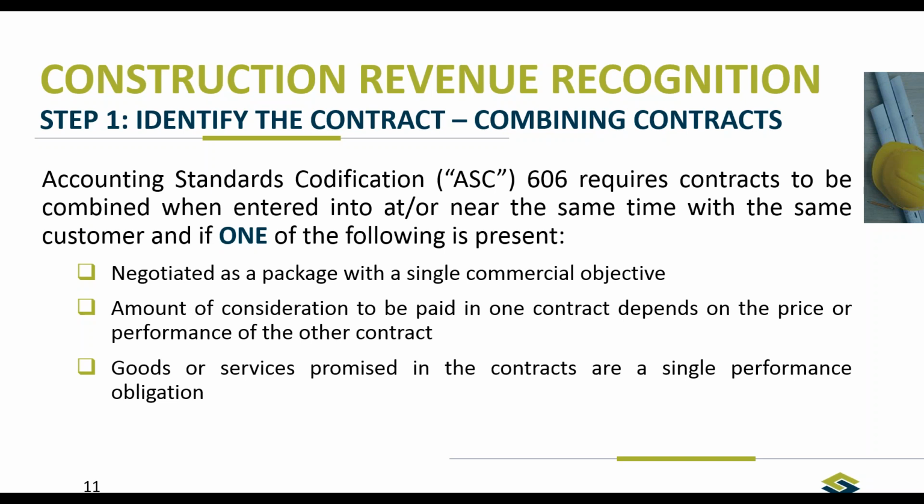it requires a contract to be combined when entered into at or near the same time with the same customer, and if one of the following is present: negotiating as a package with a single commercial objective; the amount of consideration to be paid in one contract depends on the price or performance of the other contract; or goods or services promised in the contracts are a single performance obligation. So now you're required to combine those two contracts if you meet the criteria I just mentioned. And that's one of the bigger differences between the two methodologies.